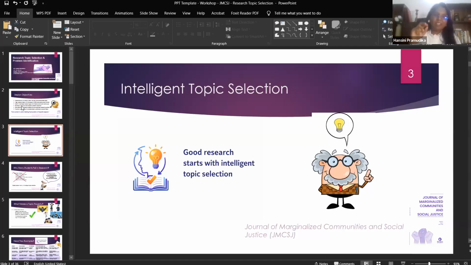Anyway, anyone will definitely read the title first. So the first impression should be very attractive, and it gives a sense about the researcher. So it should be an intelligent decision, right? So good research starts with intelligent topic selection. That's what I'm trying to tell you here, right?